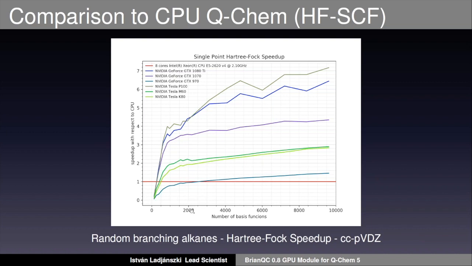So this is 2000, then this is 400, 800. Yes, around 400 for older cards like the M60 and the K80. We have a break-even at around 400 basis functions, and for newer Pascal cards, around 200 to 300 basis functions. But of course, as you can see, the beginning of the speedup curve is quite steep. If you want to see a speedup of 4 and you have a 1080 Ti, you need a system somewhere below 2000 basis functions, 1600, I guess. So it's a fair speedup of 4. The break-even is around 200 to 300.